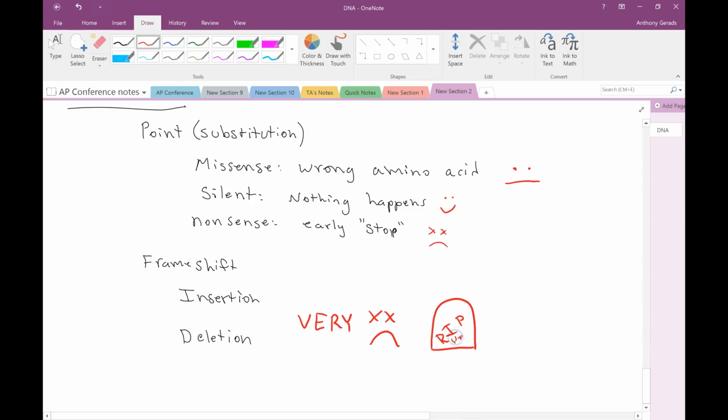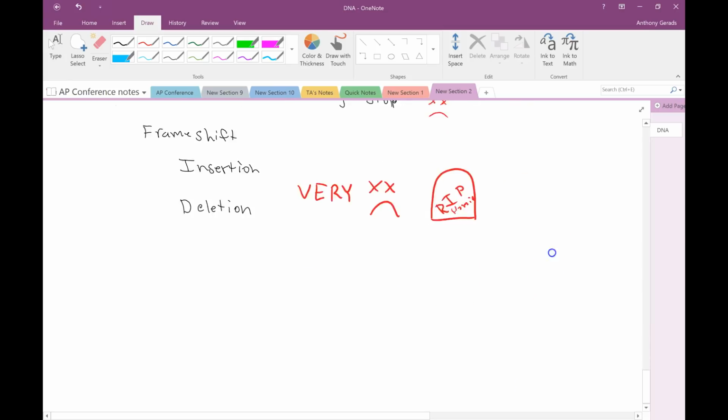Rip. Rest in peace, homie. Frame shifts are all bad. If I were to delete 2 nucleotides, dunzo. Everything changes. Throw in a nucleotide, everything changes. Delete a nucleotide, everything changes. Bad news bears. Cut. That's mutations.